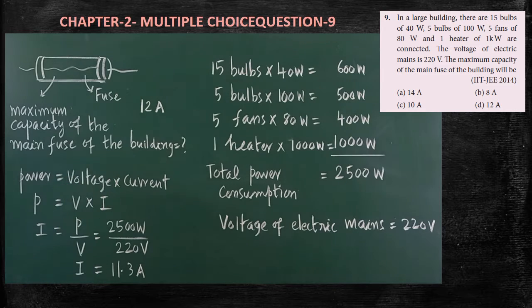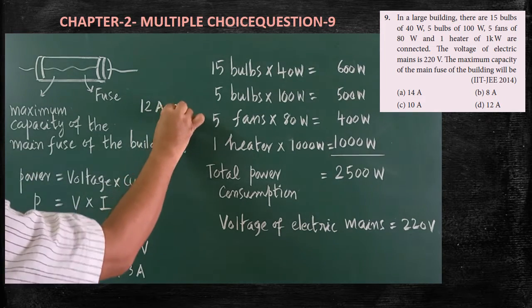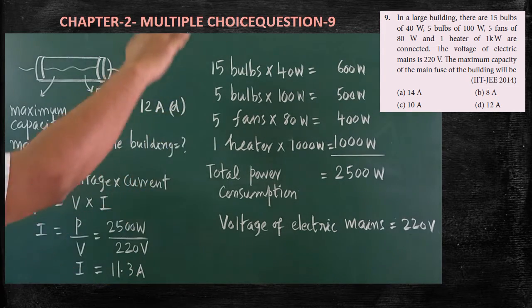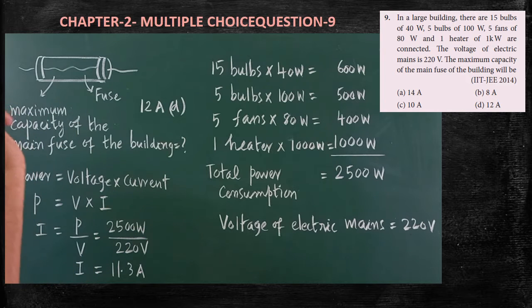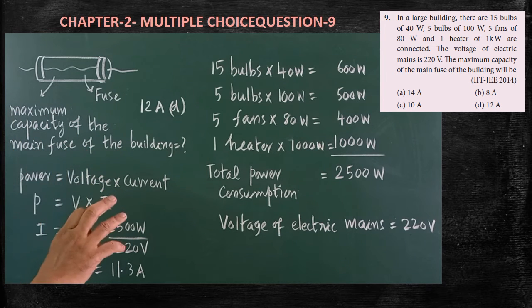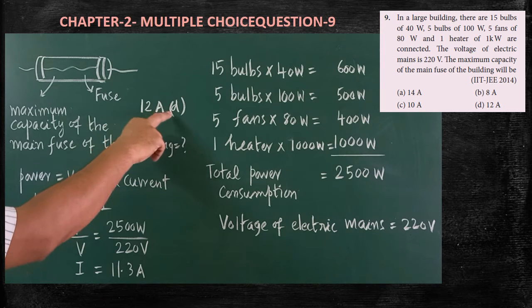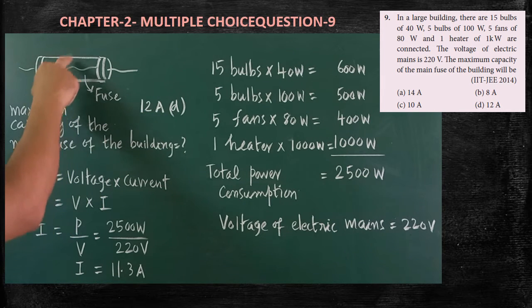Are you clear? It shows that if the current flows more than 12 amperes, what will happen? That fuse wire will be cut off. Therefore, D is the correct option. Are you clear? D is the correct option that you should know. The meaning is, when all appliances are working together at a time and the current flows more than 12 ampere, this wire will be cut off.